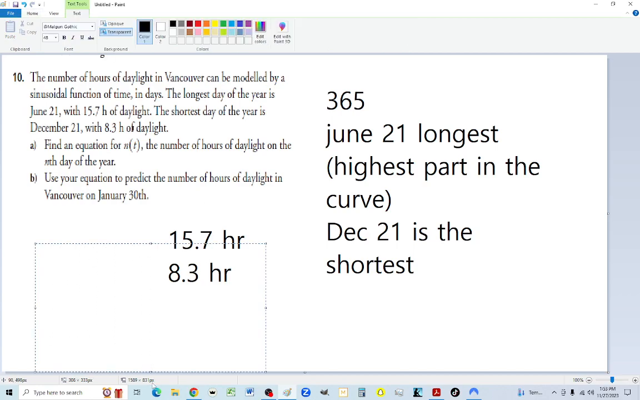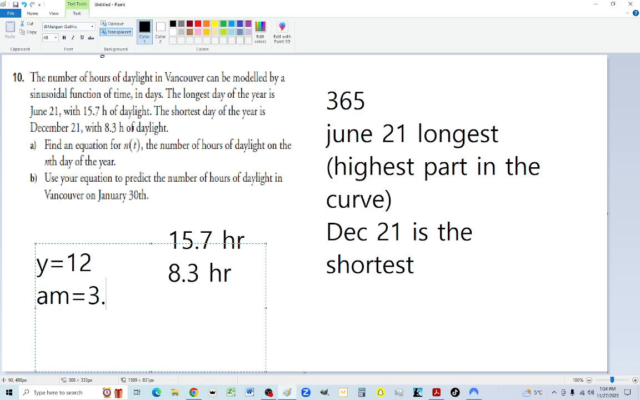We just need to know the middle, and that's adding them. So you add them, you get 16 and 8 is 24, and divide by 2, 12, which means the axis is at 12 hours, days. Looking at the amplitude, it's going to be the max minus the axis. The max is 15.7 minus 12. That means we have an amplitude of 3.7.